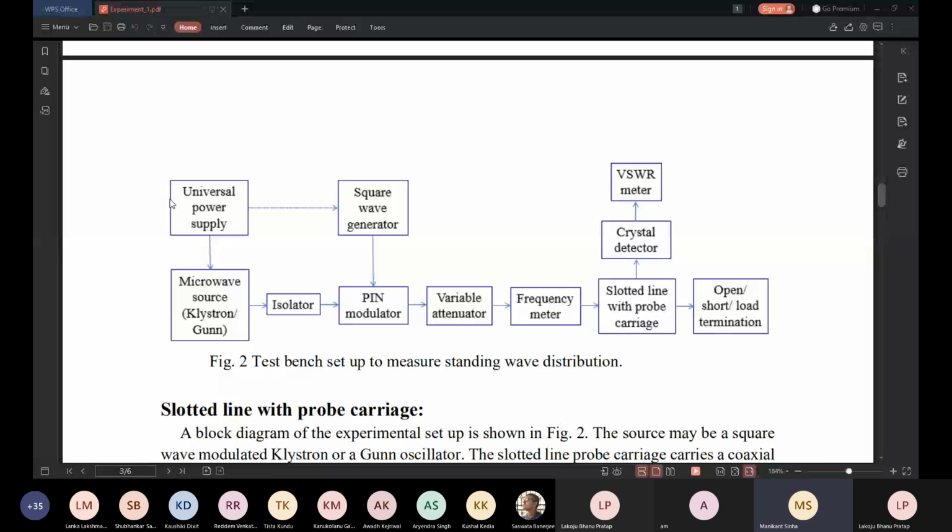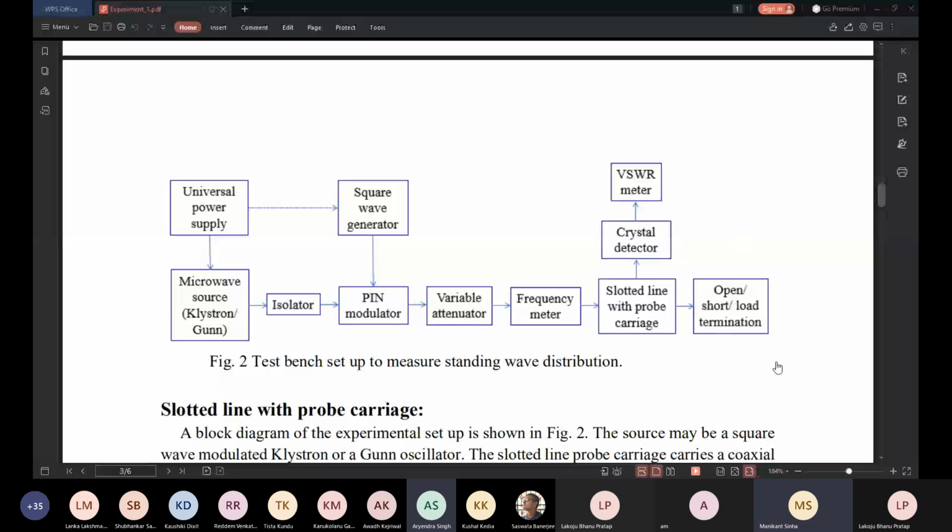By the way, Bhanu, are you there? Bhanu? Yes, can you hear me? Yes, hello. Bhanu, I will just share the image. Yeah, yeah, I'm doing it, I will just share.